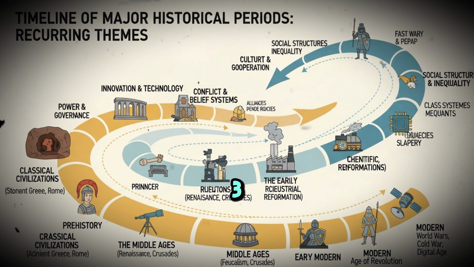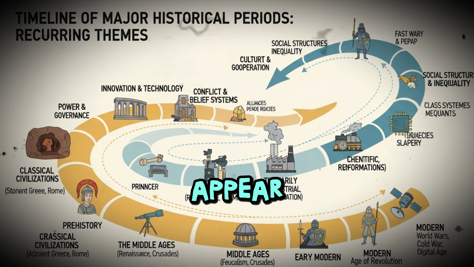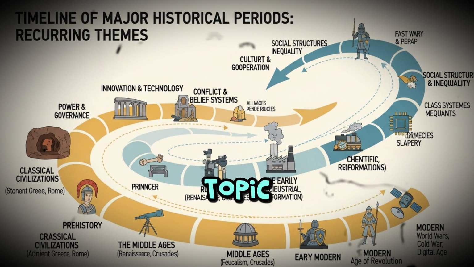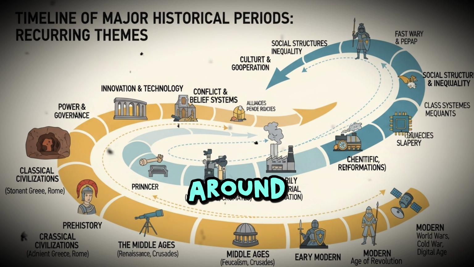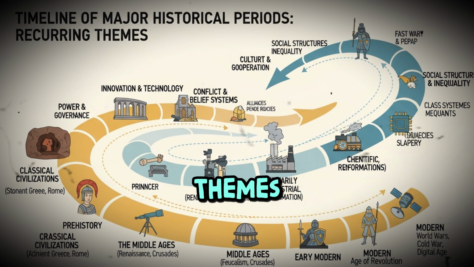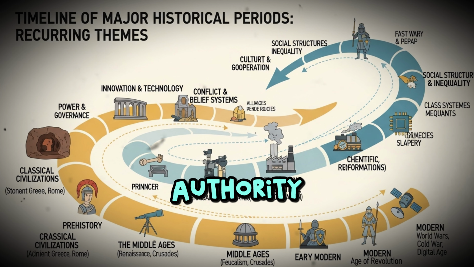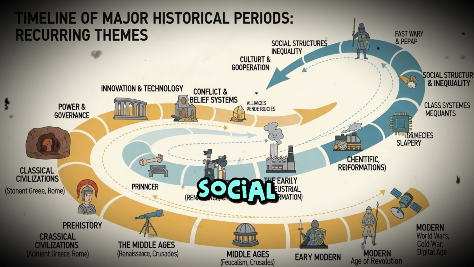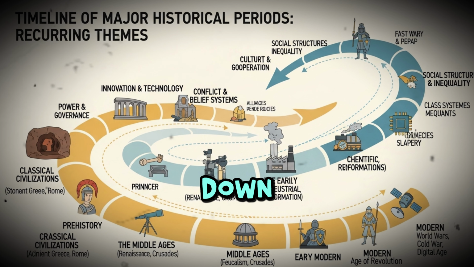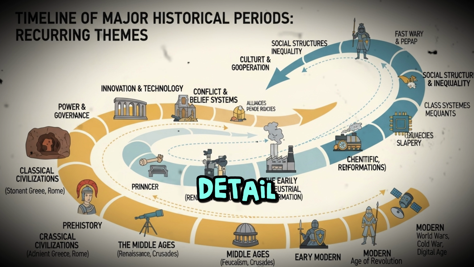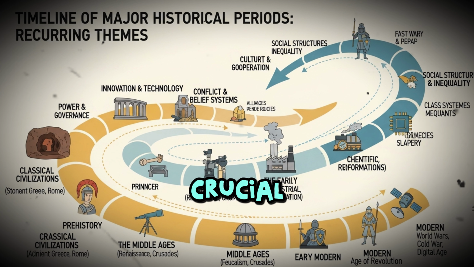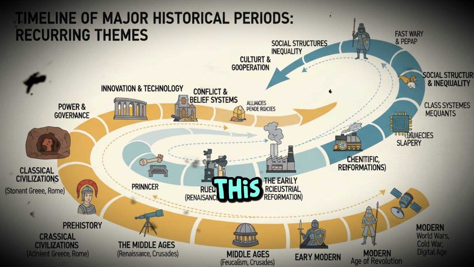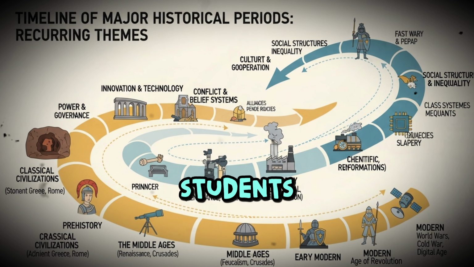Section 3. Core themes that always appear. No matter the topic, A-Level history revolves around 5 major analytical themes: power, authority and government, conflict, economic change, and social change. Let's break down the most common topic blocks in detail. Now, let's talk about something absolutely crucial for A-Level history. This is the part that separates the B students from the A and A-star students.